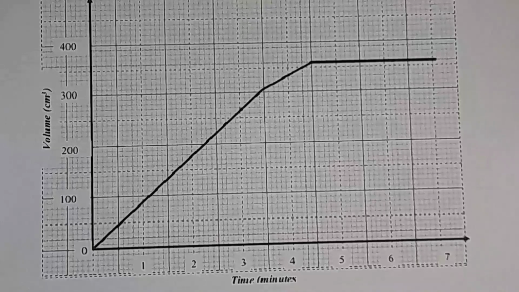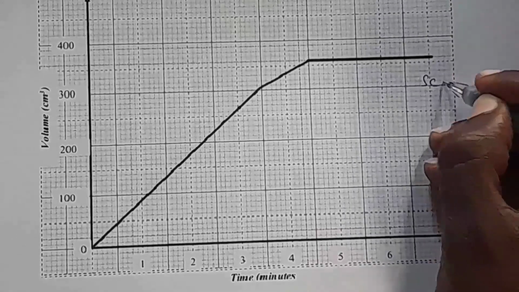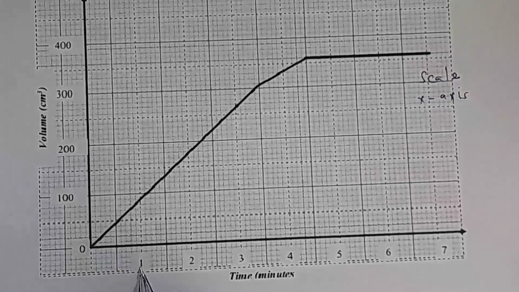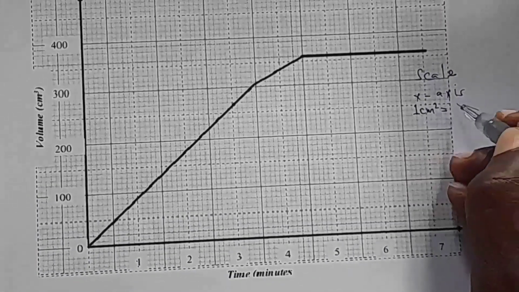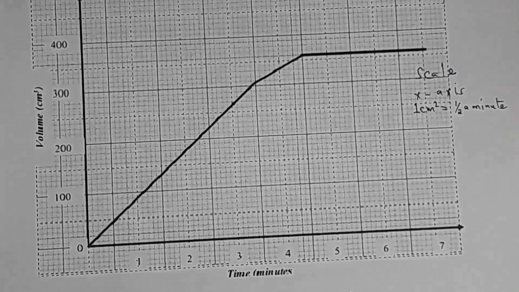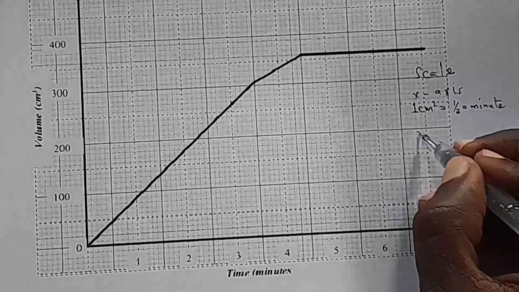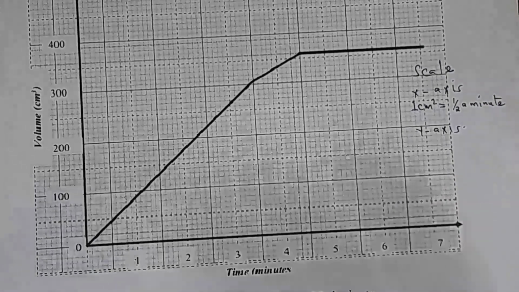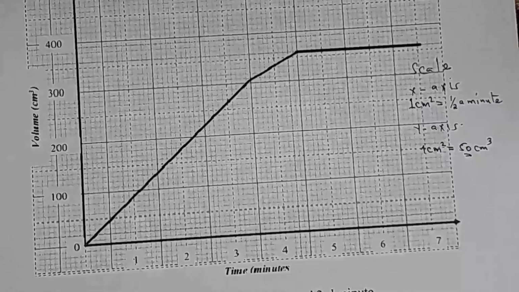First of all, before we go to the questions, let's know the scales that they have used on the x-axis and on the y-axis. On the x-axis we have 0 and here we have 1, that means 1 minute. So 1 centimeter square on the x-axis represents half a minute, or we can say 1 centimeter square represents 30 seconds. What about the y-axis? Here we have 0 and here we have 100, so here is 50. They have used 1 centimeter square to represent 50 centimeter cube of hydrogen gas. That's our scale. You have to know that.